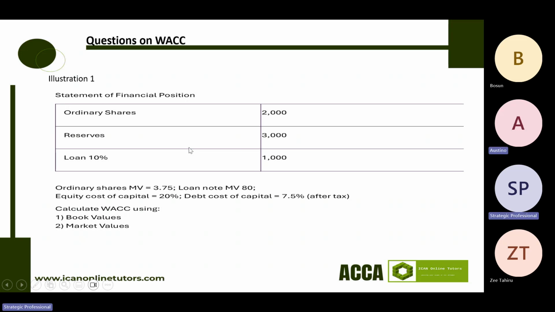The market value of the ordinary shares. Yes. So the market value of the ordinary shares is what? 3.75. And the loan note is what? 80. Right? Yes, 80.